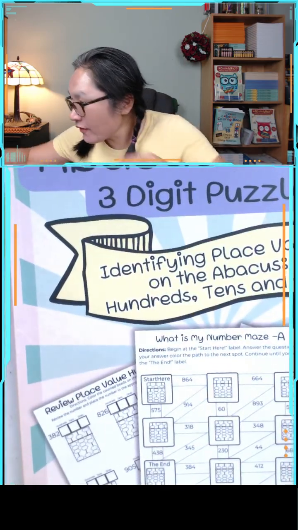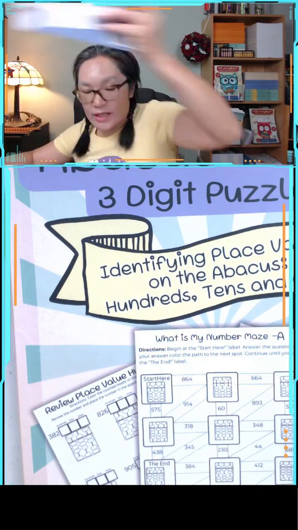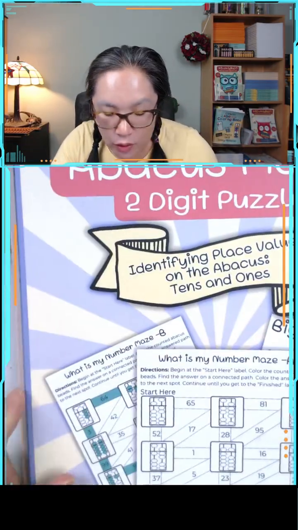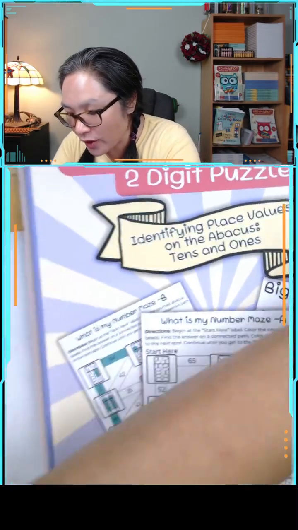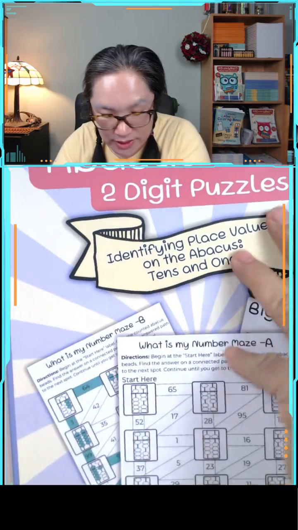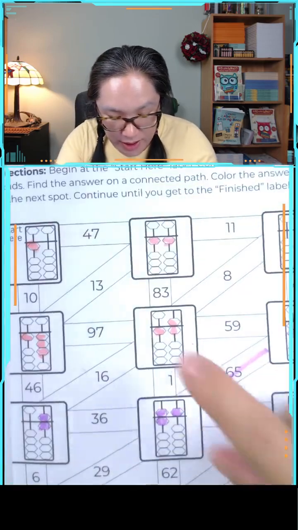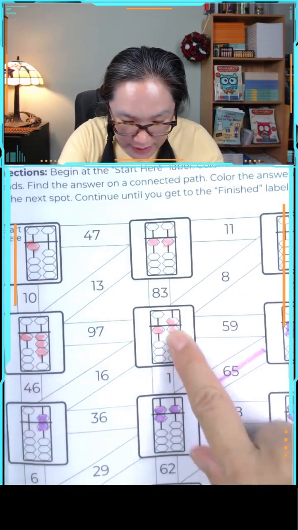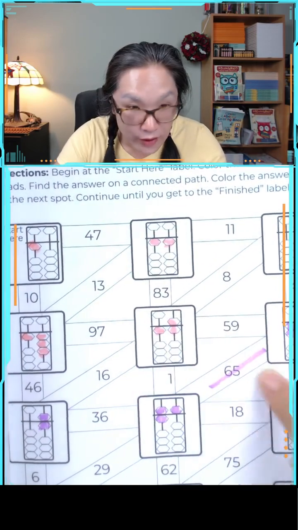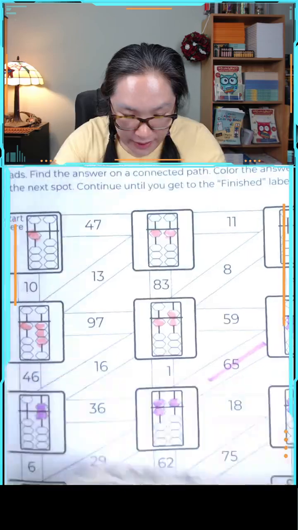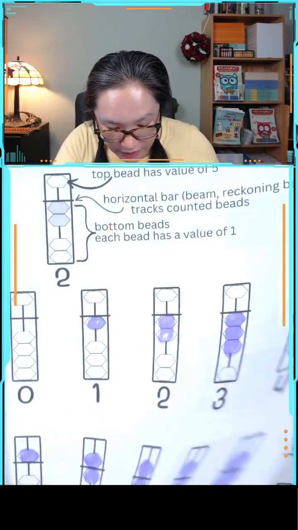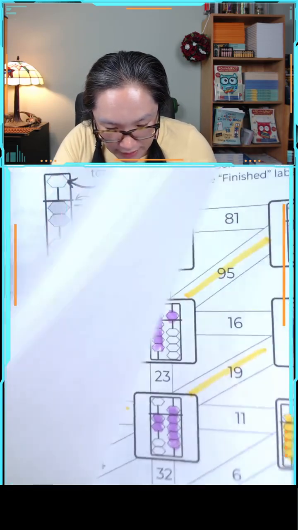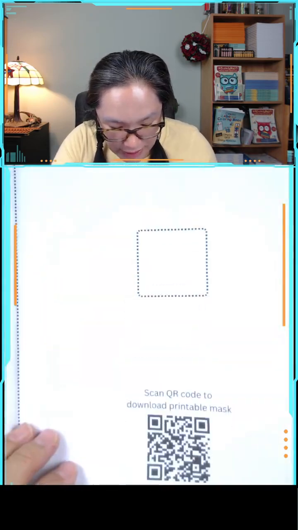So I do have other digits. If you have a child, or if you just want to do 2 digits, I do have one that's only tens and ones, and it is the same concept. The idea is to understand how to read the abacus, and then after that you follow the path. So again, I give you this mask maze to cover the answers, and I still give you the opportunity to download the path.